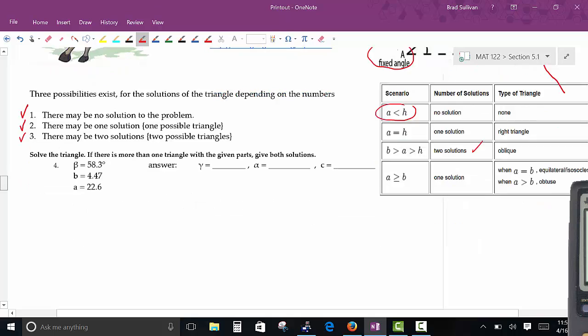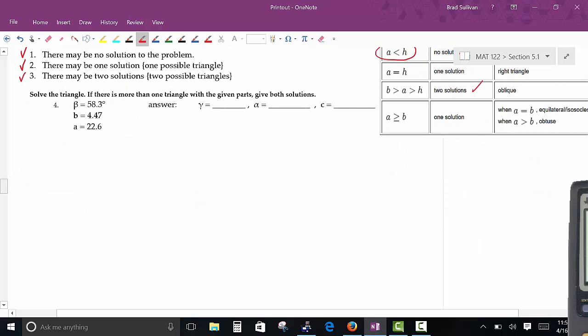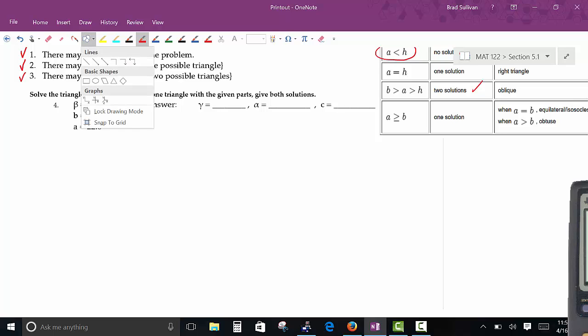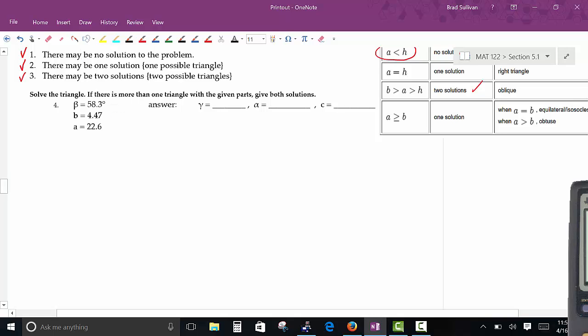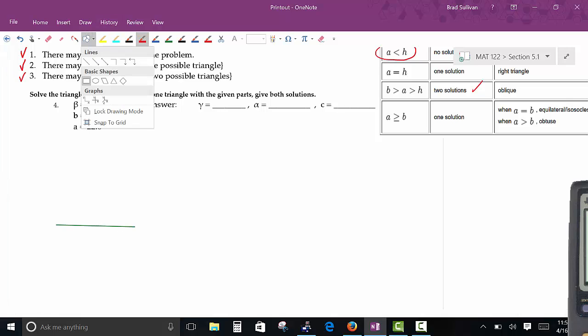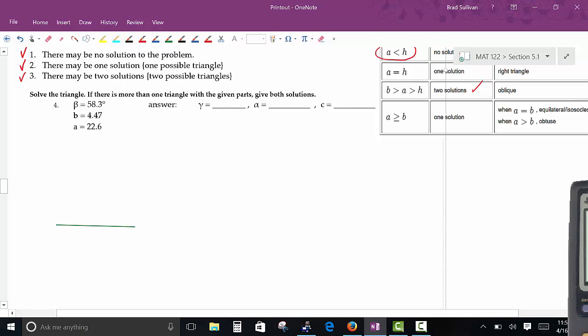What I'm going to go through and show you is, if I give you the ASS case, how you would go about solving it, okay? So to begin with, we're going to start by drawing a triangle and seeing what we've got. So let's go ahead and start by drawing our angle B. That'll be our fixed angle here. And let's call this angle right here the fixed angle beta.